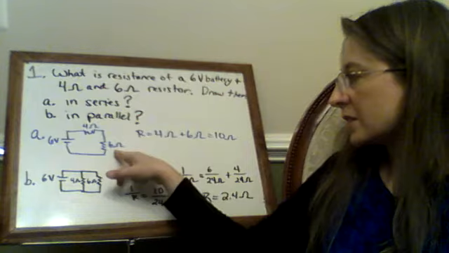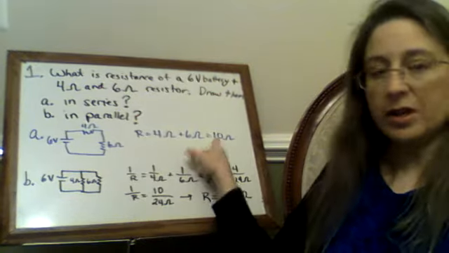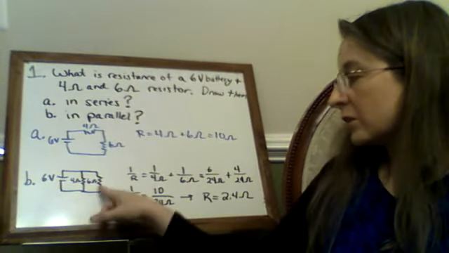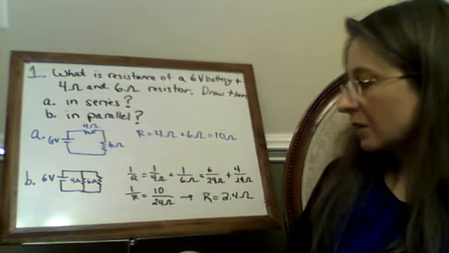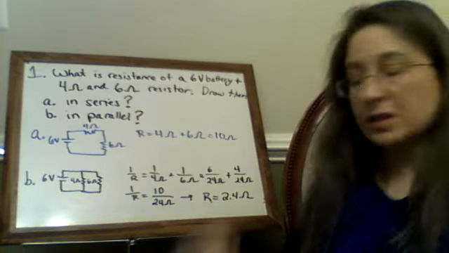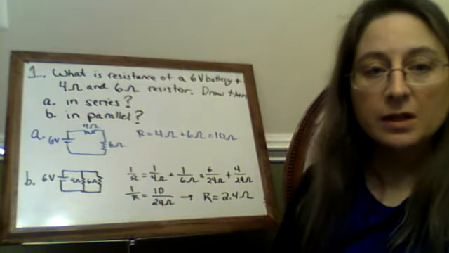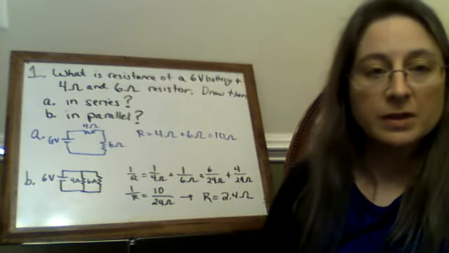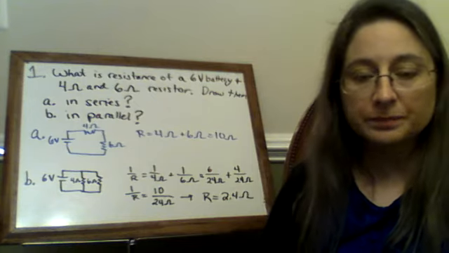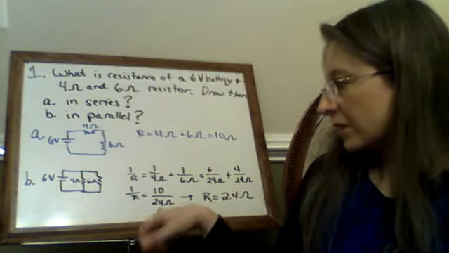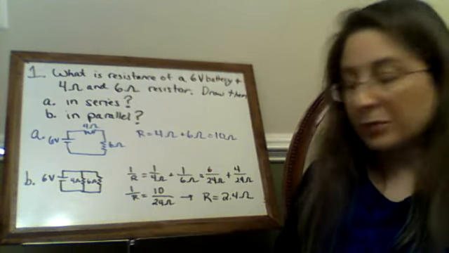So you can see total resistance of the exact same bulbs with the same battery when they are in series is much larger, 10 ohms. And when you put those exact same resistors in parallel, that resistance goes down to 2.4 ohms. So huge difference depending on how you set your circuit up. So the bulbs here would be brighter.